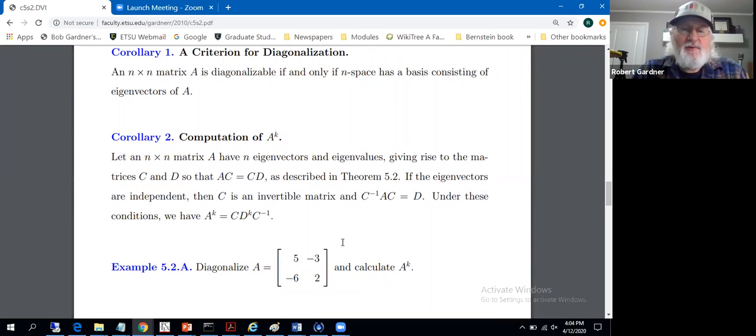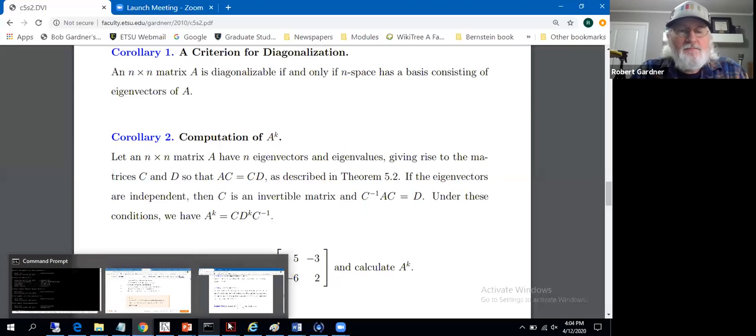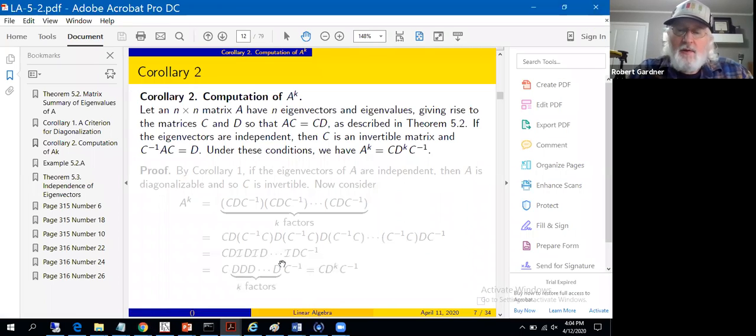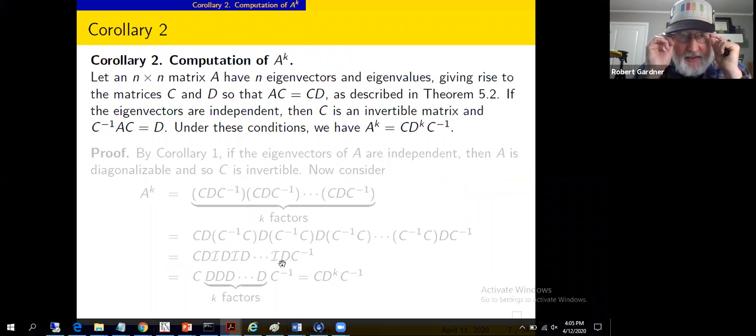That's what Corollary 2 is about. Corollary 2 says, so you want to raise matrix A to a power. We talked about this and motivated this when we looked at the Fibonacci sequence. Okay, let's read it over here in the supplement. All right, it says, let A be an n by n matrix, let it have n eigenvectors and eigenvalues, giving rise to matrices C and D, like we've had above. And we know we can write the equation C inverse AC equals D. Probably I inserted some of this additional verbiage here.